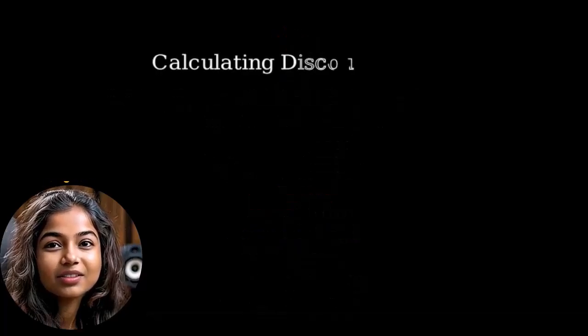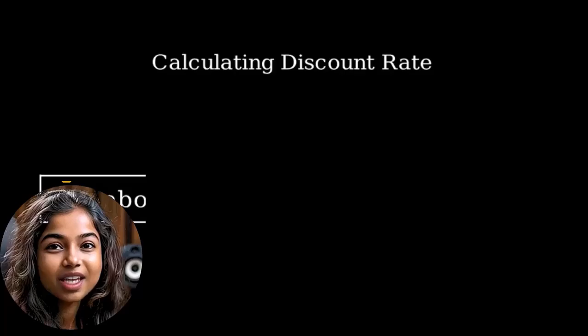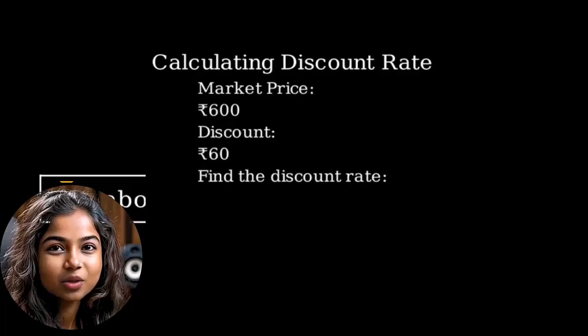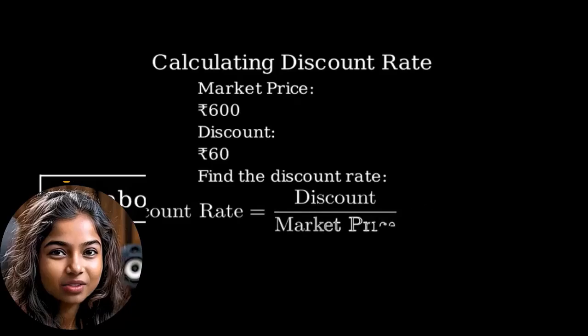Let's learn how to calculate the rate of discount. We'll use the formula. Rate of discount equals discount divided by market price times 100%. This formula tells us what percentage of the original price the discount represents. Here's our problem. An item has a market price of 600 Indian rupees and a discount of 60 Indian rupees. What's the discount rate? We'll use the discount rate formula.